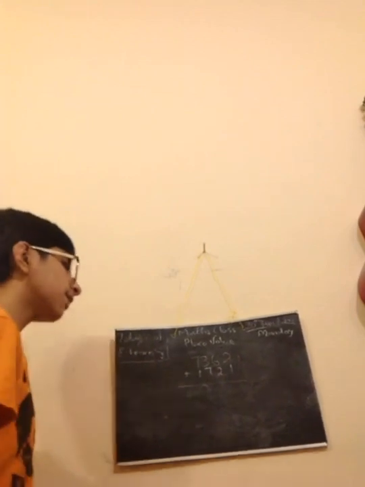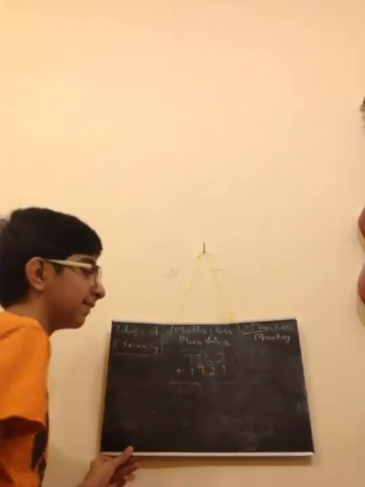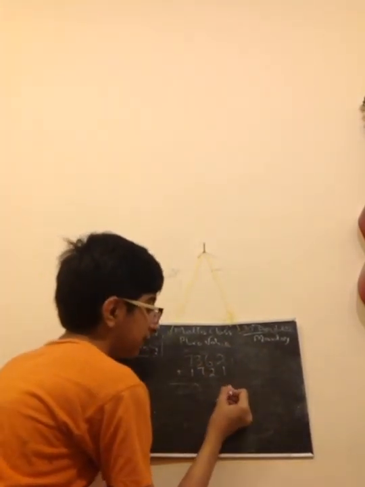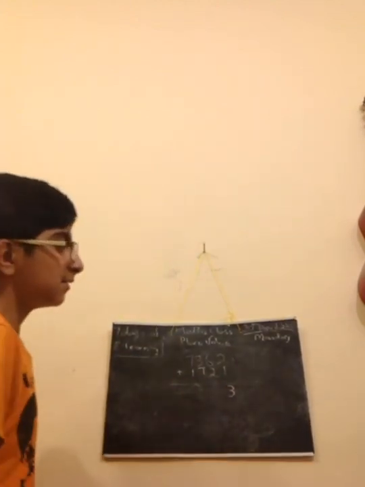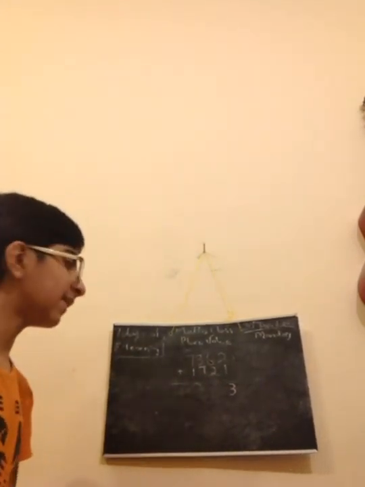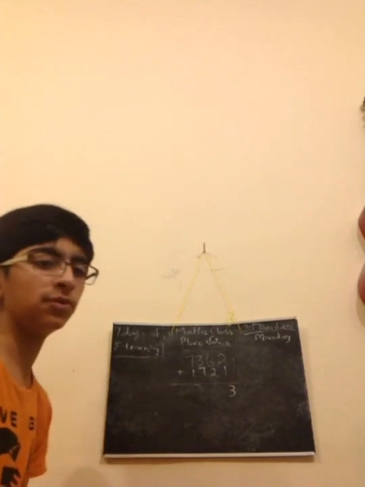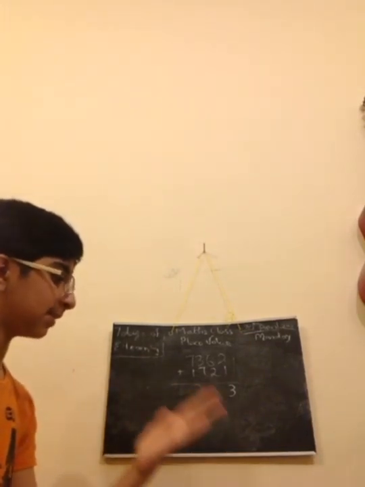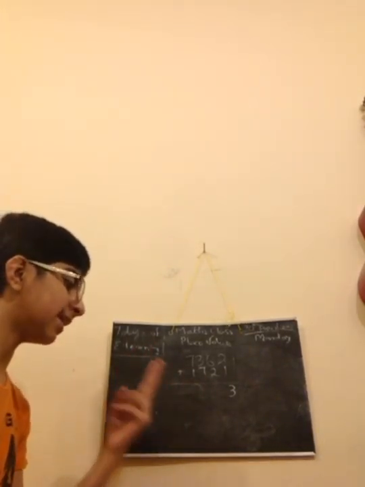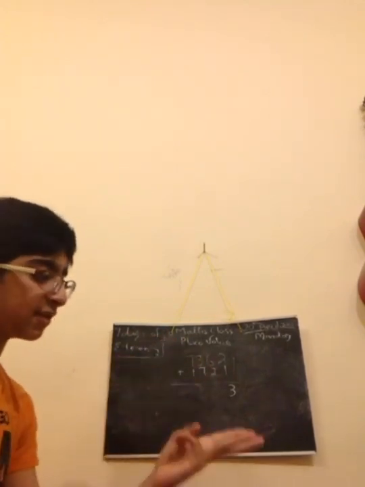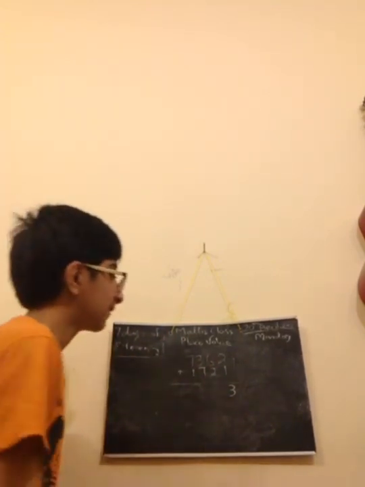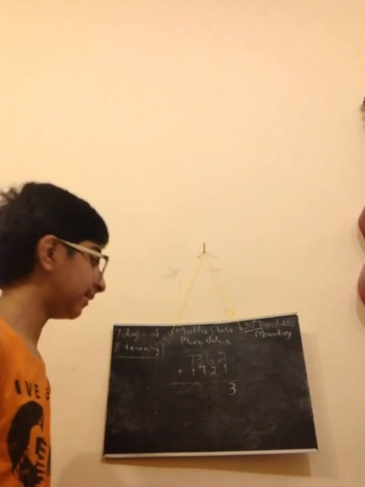So, first we have to add the 2 and 1, which will equal 3. You can also count on your fingers if it's complicated to do mentally. For example, you first open 2 fingers and then count 1 more finger, so you will get 3. This is the easy way.